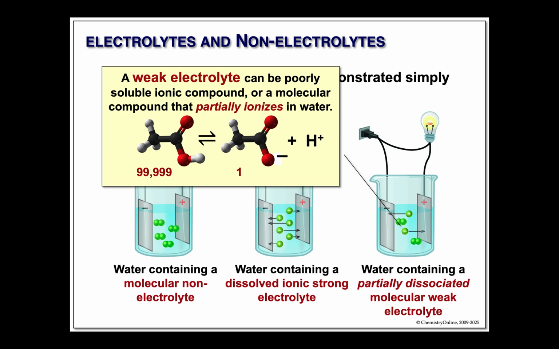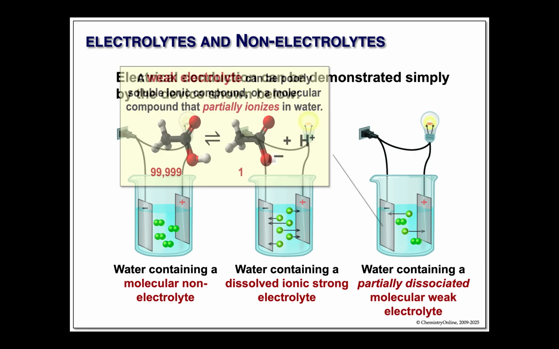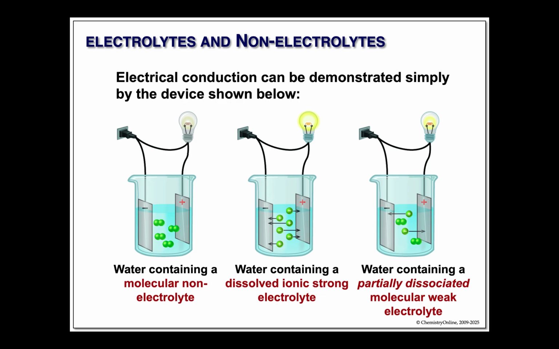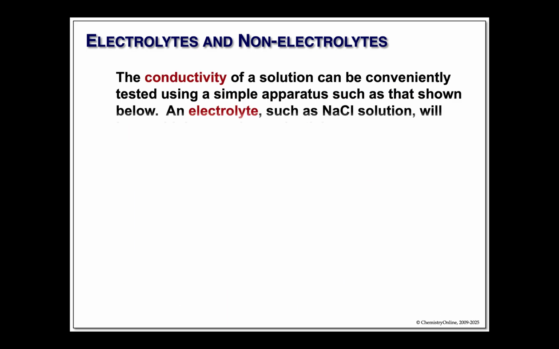Acetic acid can form ions, but with sodium chloride, it's essentially 100% ionized. With acetic acid, it's about a 100,000 to 1 ratio. So it is weakly ionized, and you get a weak light.